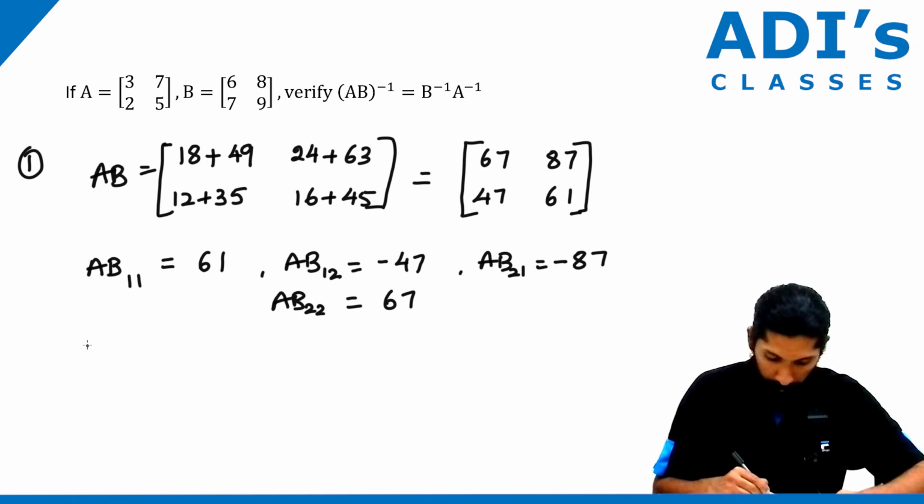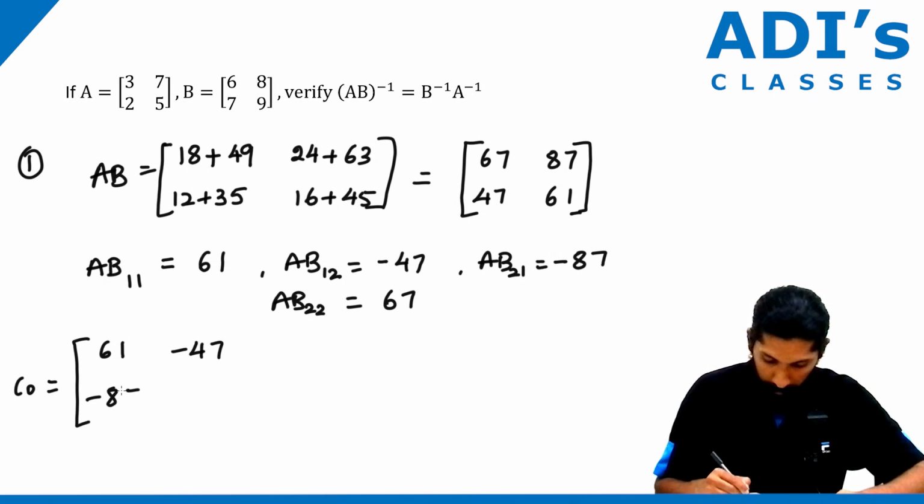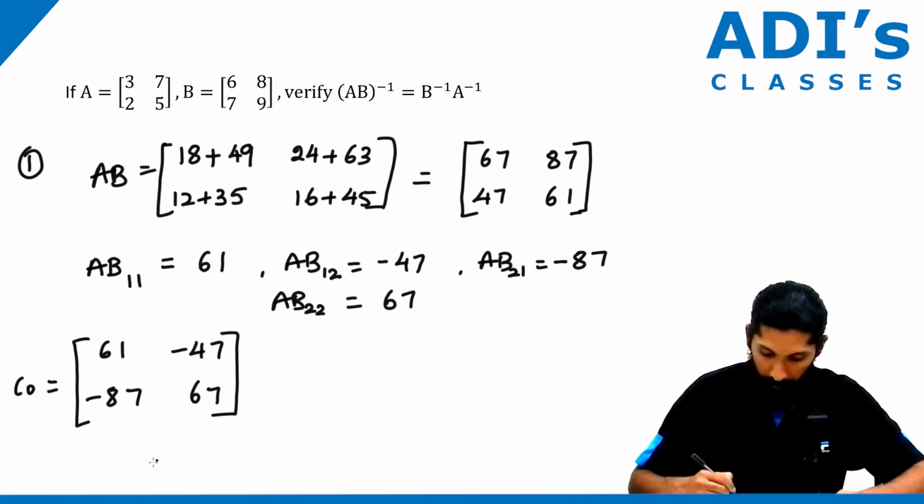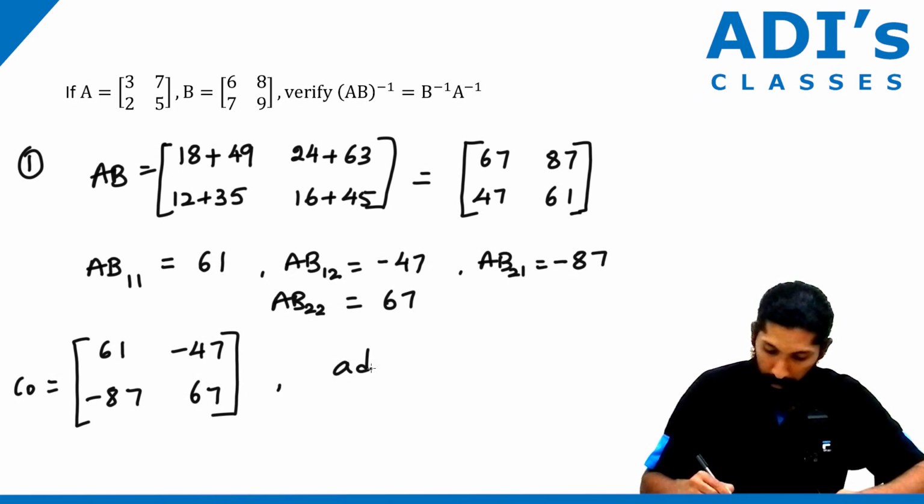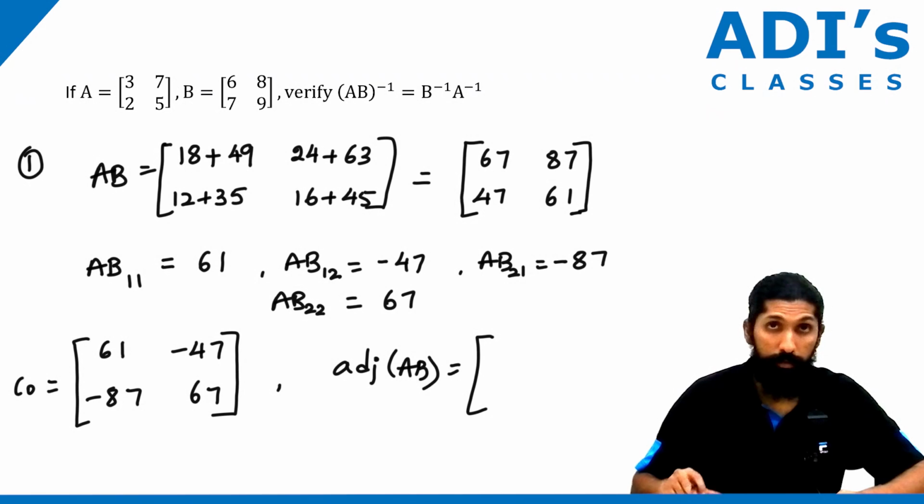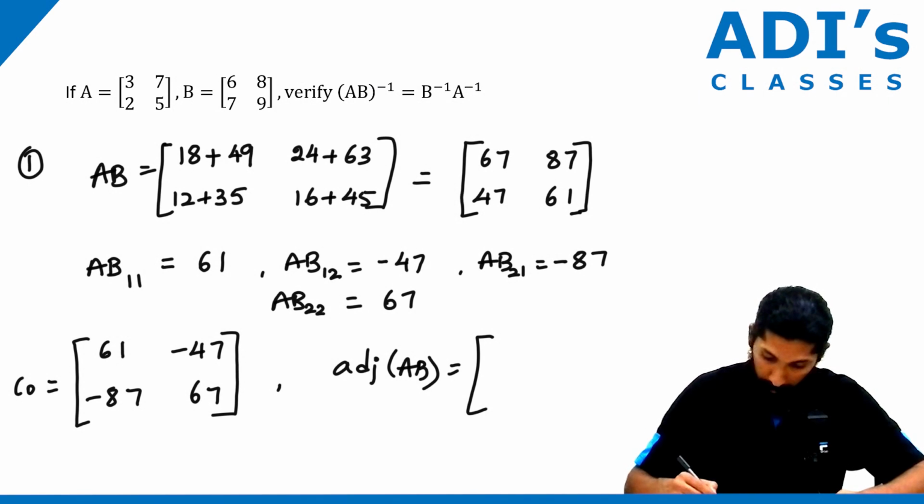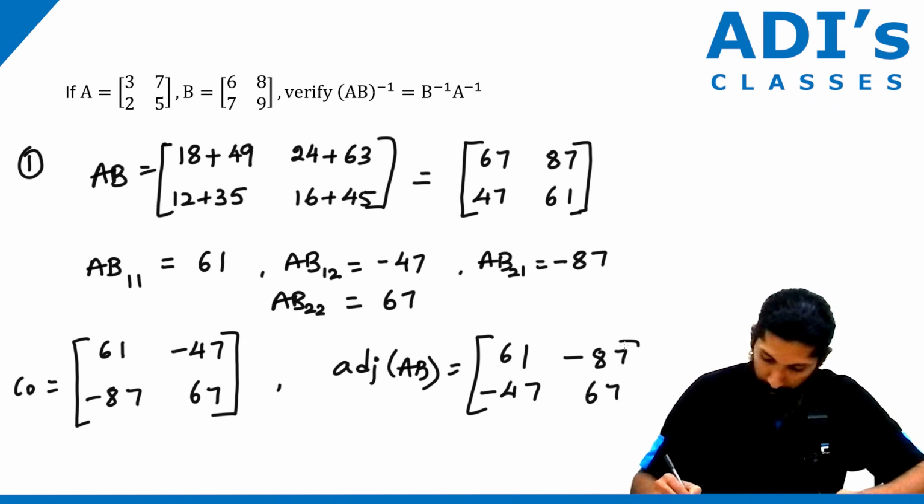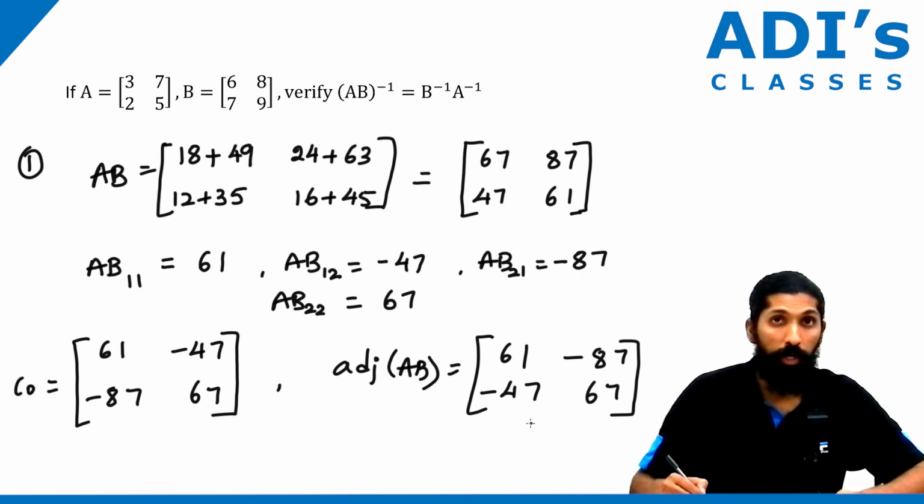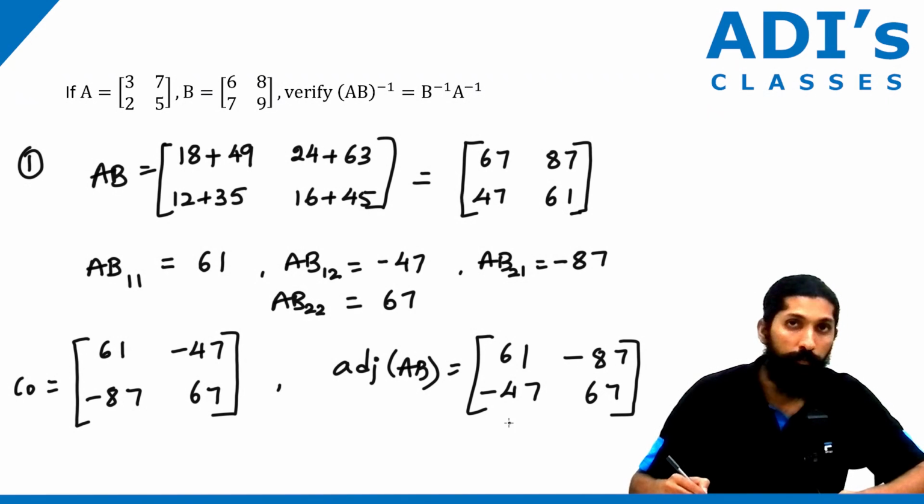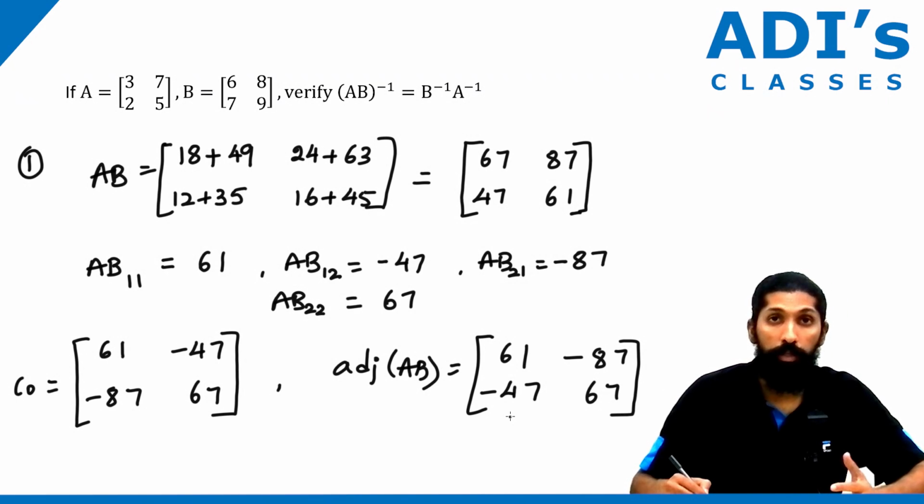So, cofactor matrix of AB, I'll write it here. This is the cofactor matrix: 61, minus 47, minus 87 and 67. So, adjoint of AB is equal to the transpose of the cofactor matrix, correct? When you transpose, this is going to become 61, minus 87, minus 47, 67. Remember, this is just the adjoint. You have to calculate the determinant of AB. Then you have to calculate the inverse of AB.